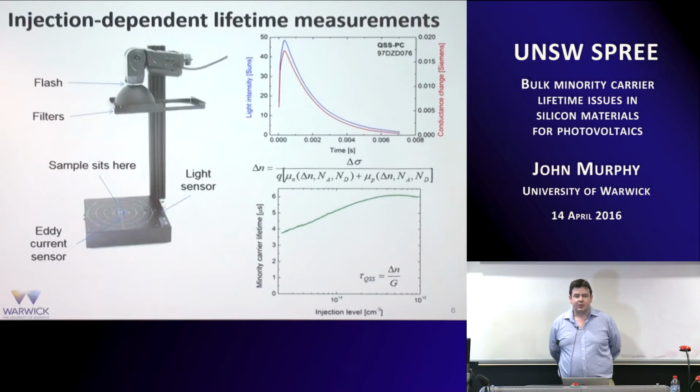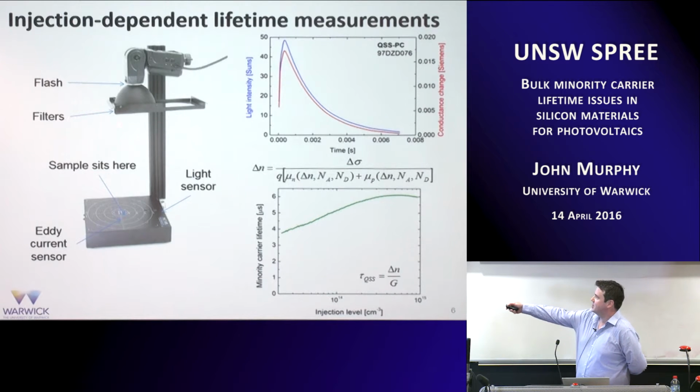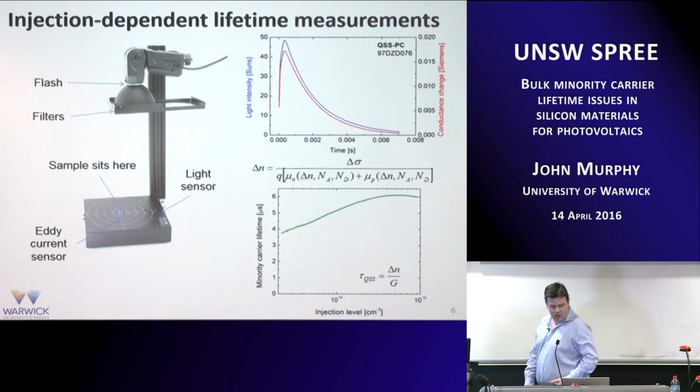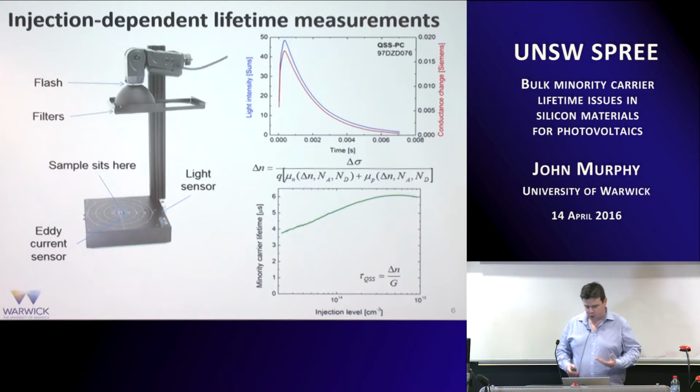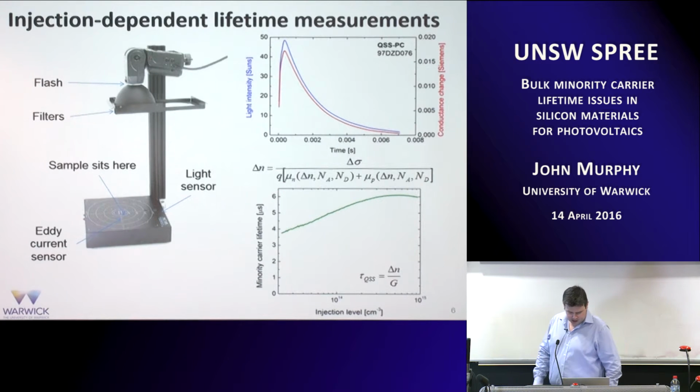Okay, so I'm sure that most of you are familiar with injection-dependent lifetime measurements. The Sinton-based measurement approach: you typically have a flash, some filters, a sample sits on top of an eddy current sensor, and you have a photodiode at the back to measure the generation rate when you're making a quasi-steady-state measurement. This is the kind of approach that every PV lab in the world uses, and you typically measure a light intensity profile at the same time as measuring a conductance change, use some mobility function, and then you can calculate the minority carrier lifetime as a function of carrier injection level, delta N.